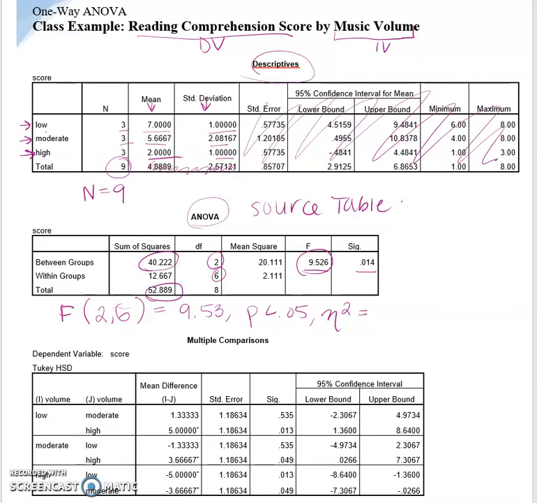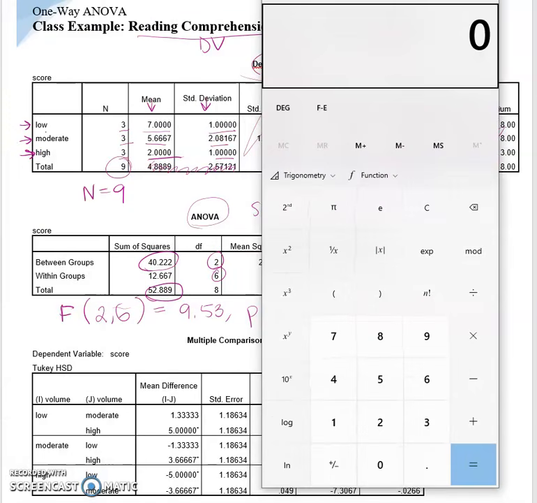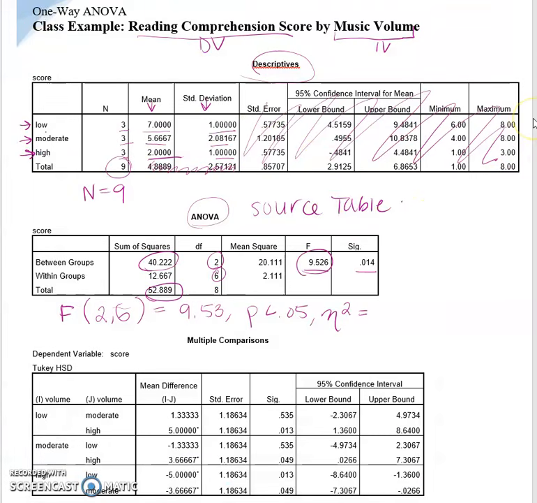So why don't I show you? I can pull up my calculator here. We can do that together. So you just take 40.222. Why not go out 3 decimal points just this once? Over the total, 52.889. And that gives us 0.76. That's really high. And so that would be a large effect size.